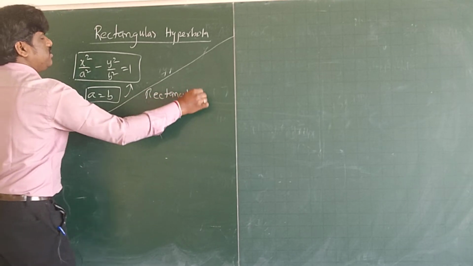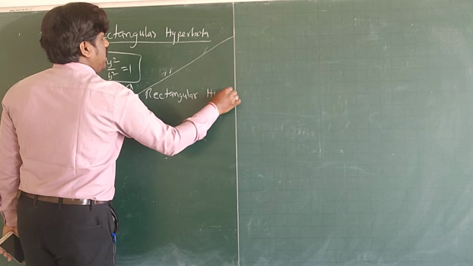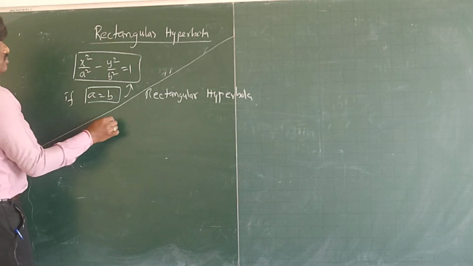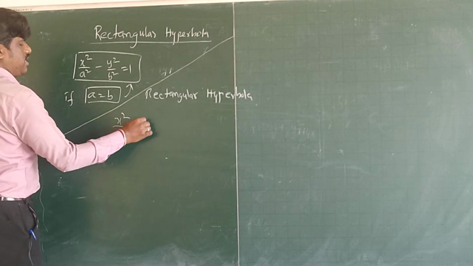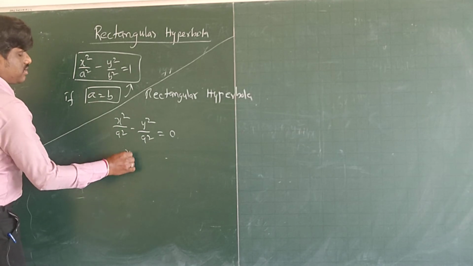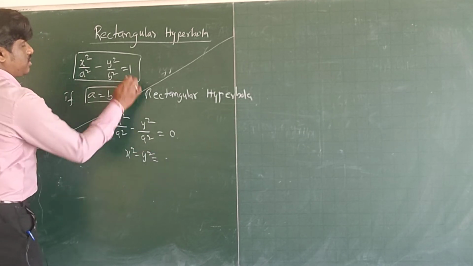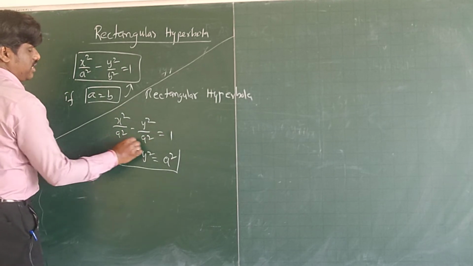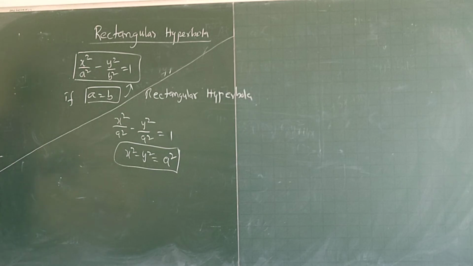Rectangular hyperbola means a must be equal to b. So if a is equal to b, I substitute: x square by a square minus y square by a square is equal to 1, right? So x square minus y square is equal to a square. This is called a rectangular hyperbola. x square minus y square is equal to a square is called the rectangular hyperbola.